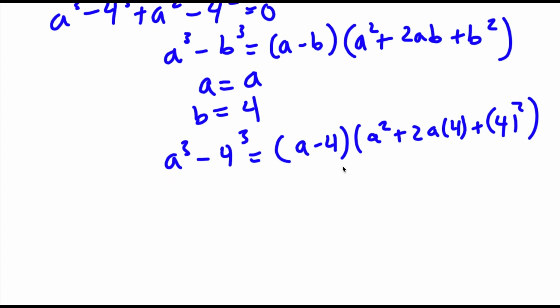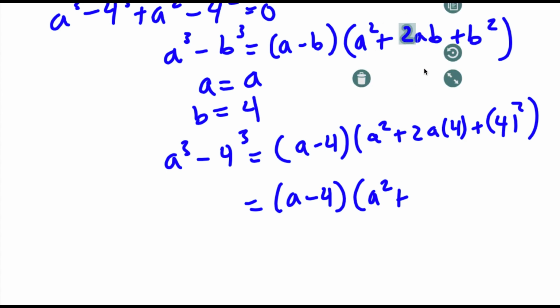Now we can go ahead and simplify this a little bit. This would equal a minus 4 times a squared plus 2 times 4, that is equal to 8. Oops, sorry, it looks like I made a mistake. This is not 2ab, this is simply just ab. So it's just going to be 4a plus 4 squared, this is 16.